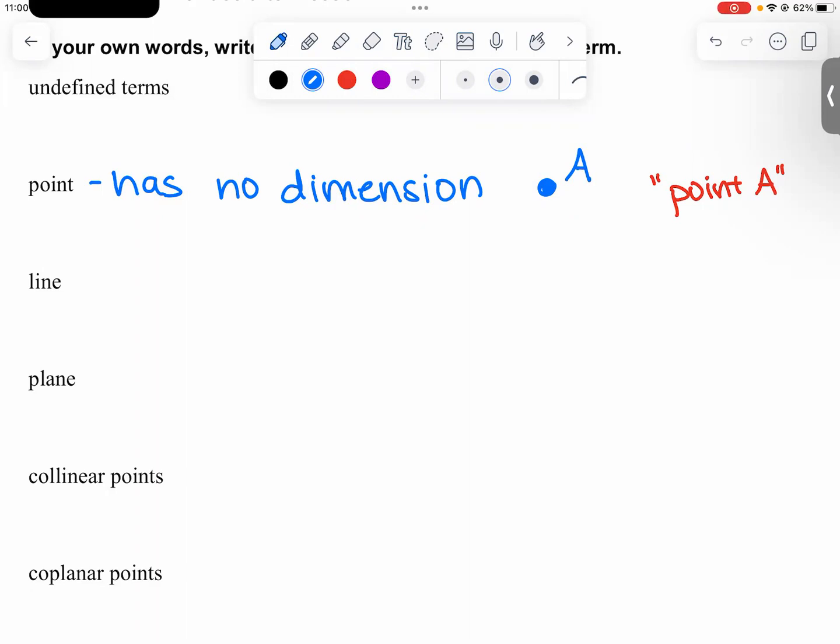What about a line? A line has one dimension. This is a very important definition in geometry. A line goes through any 2 points. So if we have 2 points, we can make a line.